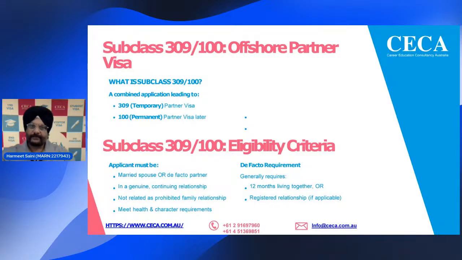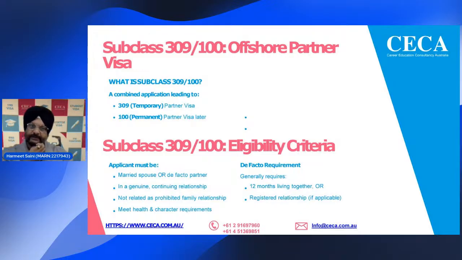Second category, subclass 309 100, which is again an offshore visa. When you got married and the applicant is offshore, you don't have any visa to come to Australia. In that case, you can apply for 309 100. And the most important thing, these are different subclasses. 309 is different, 100 is different. 309 is temporary, 100 is permanent. But at the time of application, you apply for both classes together.